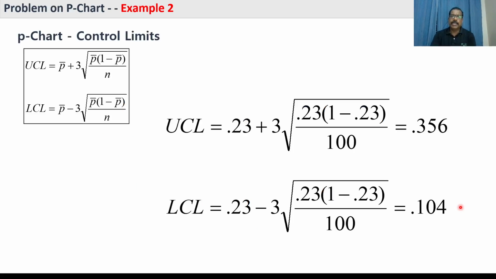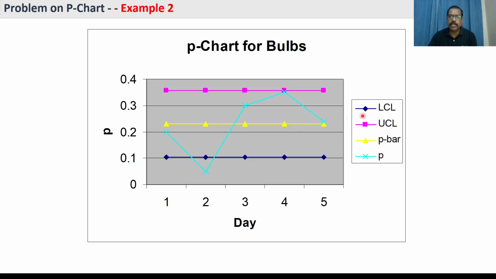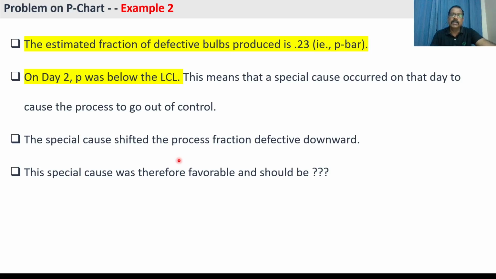So how the data points are moving: the upper control limit is pink, the lower control limit is dark blue, and the central line value is the P bar. The data points are given in cyan. It started here, went down, again went up, increasing and coming back to normal. So something is going wrong, in the sense that this particular data is going below your lower control limit. So that is what was discussed.